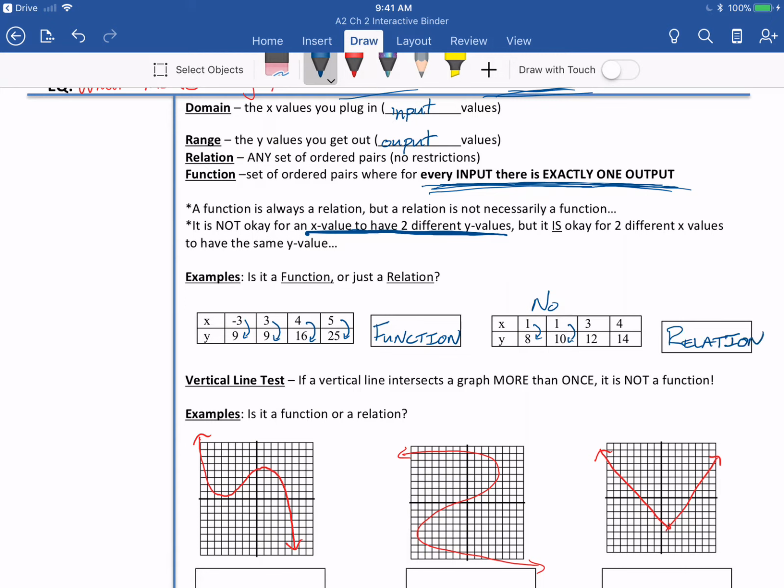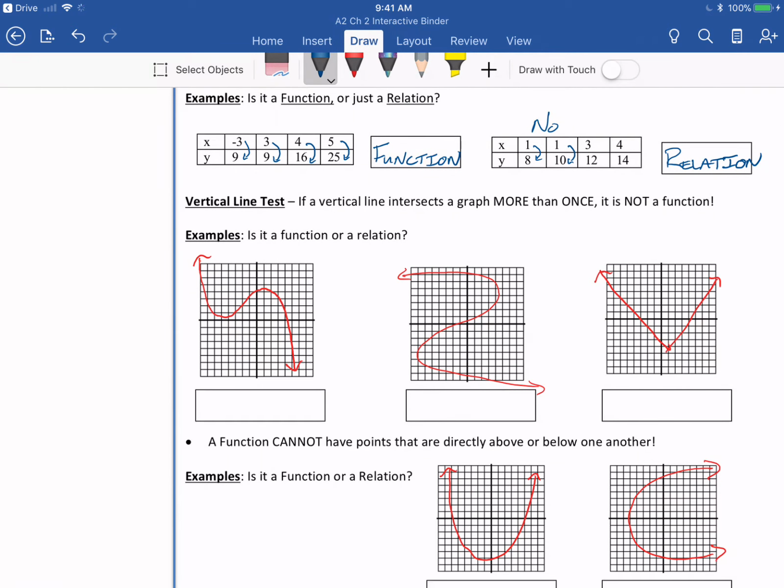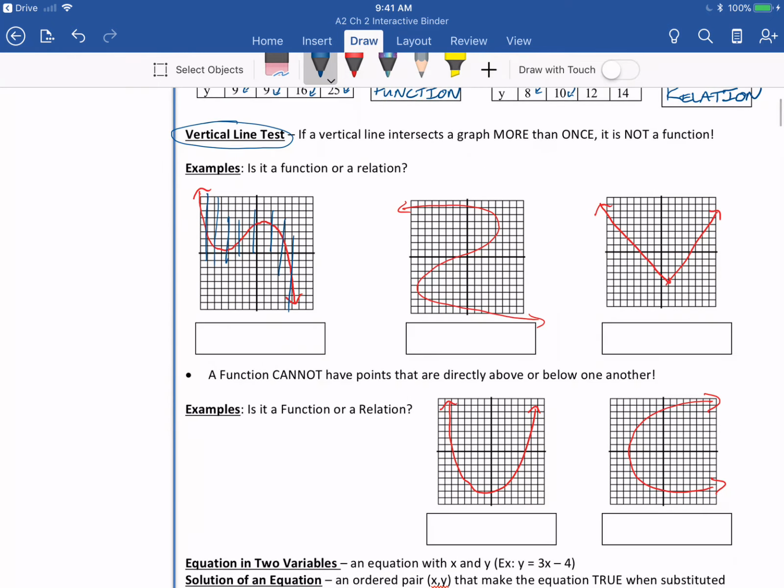Also, going down, we have the vertical line test. This is the easy way, if we're looking at an actual graph, to see if every x value has exactly one y value. If I put vertical lines all the way through this graph, none of these vertical lines ever hit the graph twice. They can only hit the graph once to be a function. So this right here is a function.